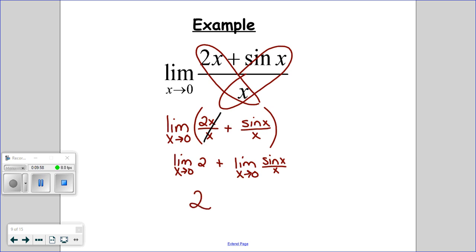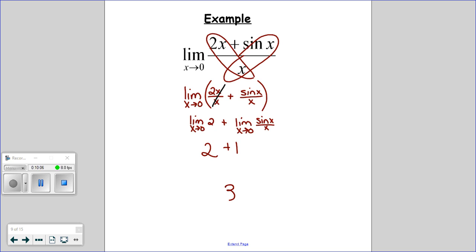Okay, how about this one? Sine of x over x as x approaches 0. 1, we should know that one. Add our results together. We get 3.